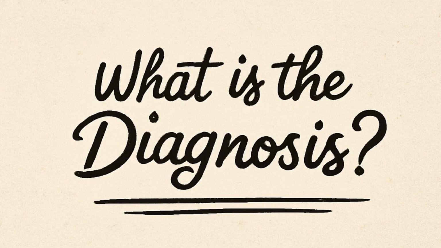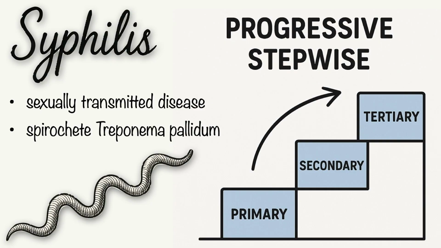Based on his history, a healed painless genital lesion followed by palms and soles rash and systemic symptoms, what diagnosis fits best? Think about the stages of a certain infection. The diagnosis is syphilis. Syphilis is a sexually transmitted infection caused by the spirochete Treponema pallidum, known for its progressive, stage-based presentation. If untreated, it moves from a painless canker to systemic rash and eventually to severe neurologic and cardiovascular complications, making early recognition essential for every FNP.